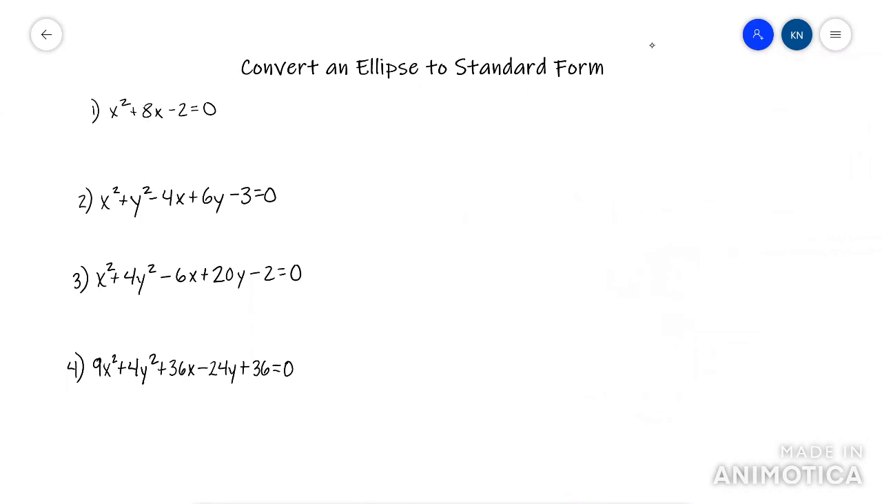Okay, on this last one, I'm just going to go ahead and group it right from the start. So it'd look like this. Okay. You're going to start by GCFing these. If there's a coefficient in front of the square, you have to GCF it out.